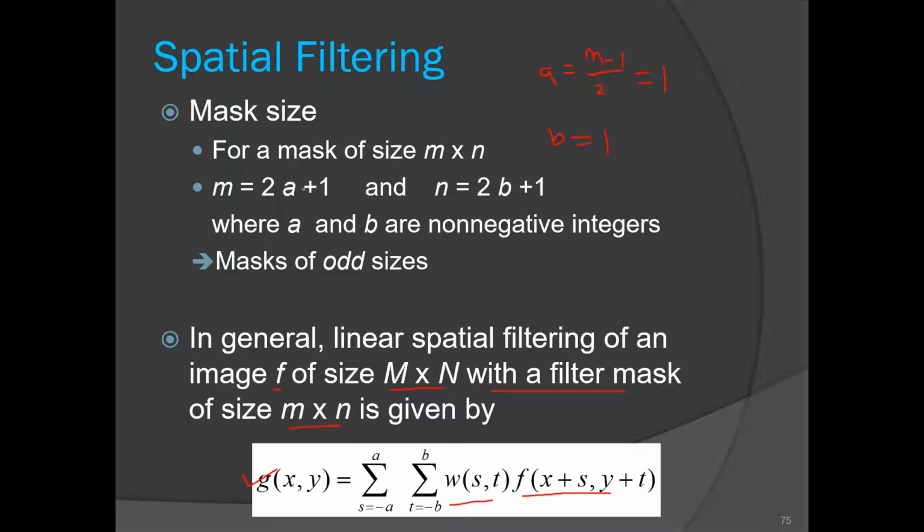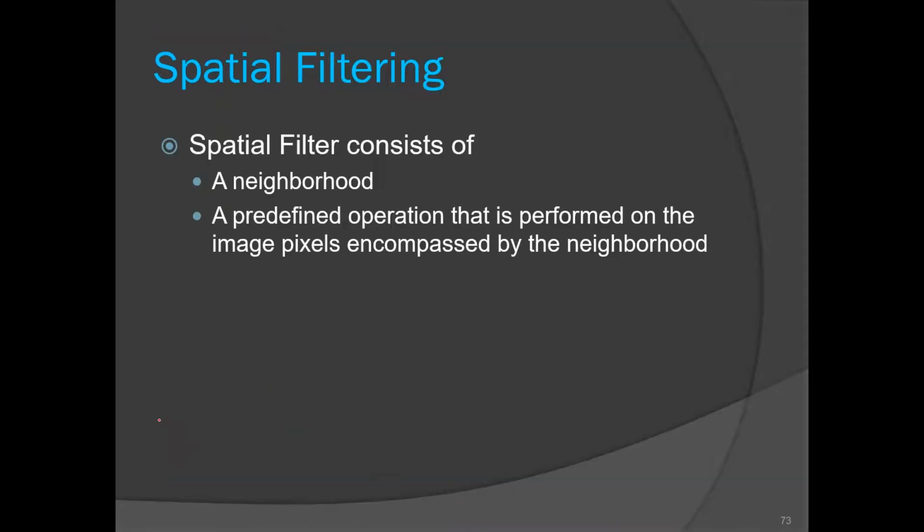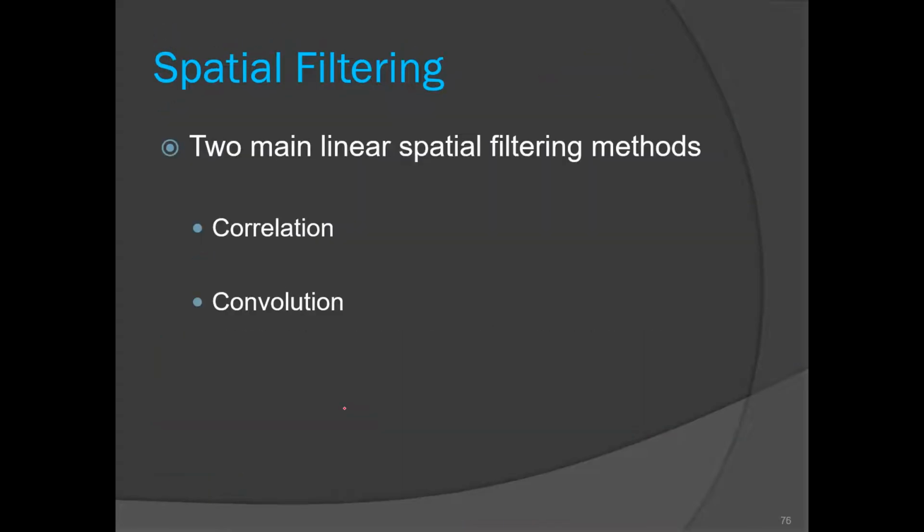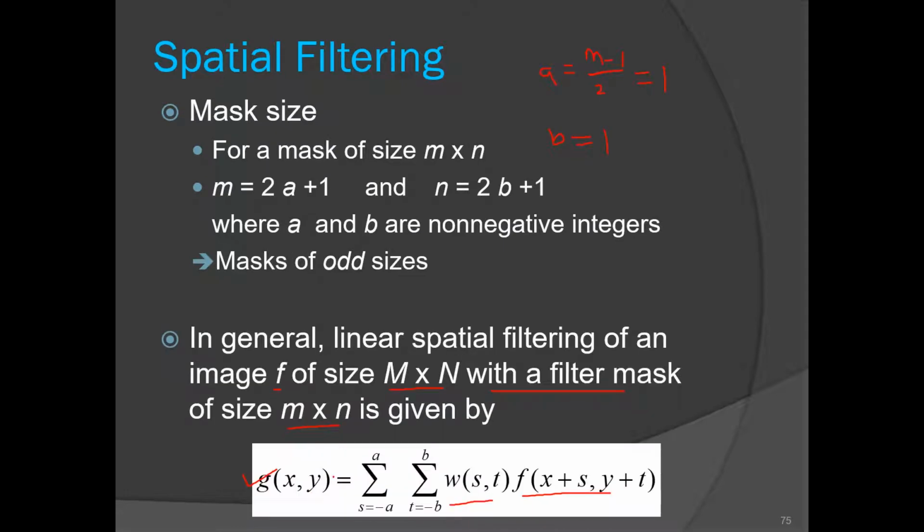In our case the a and b values are 1, so this summation will vary from -1 to 1. t will also vary from -1 to 1. So here we will have w(-1, ...) and here we also have f(x-1, y-1). By varying the values of s and t, we are actually generating this equation. This is the simplified version of our transformation function.